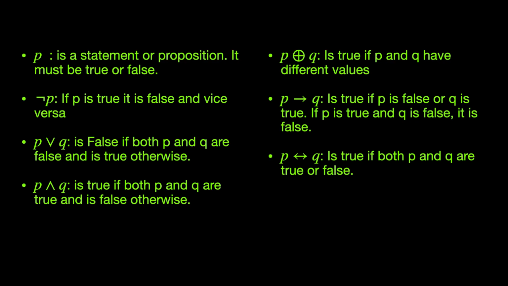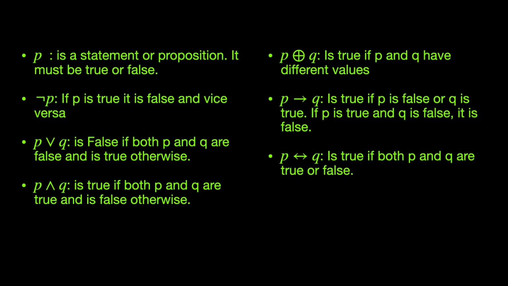A proposition or a statement is a sentence that can be either false or true. It cannot be both, it cannot be neither. It cannot be a question. We use letters P, Q, or R to represent propositions. Not P is the negation of P, and so if P is a proposition which is evaluated to be true, then the negation of P is false. Also, if P is false, then we know that the negation of P is true.